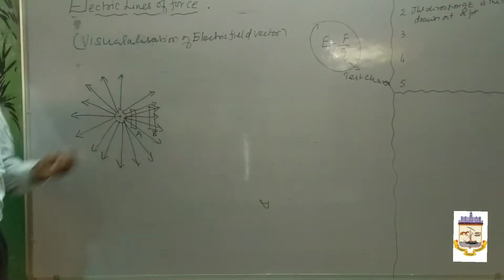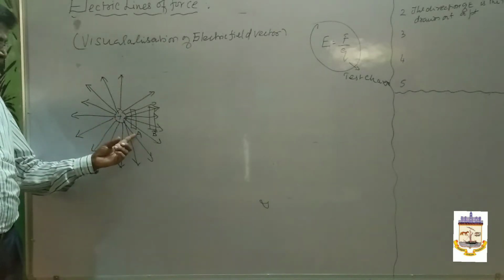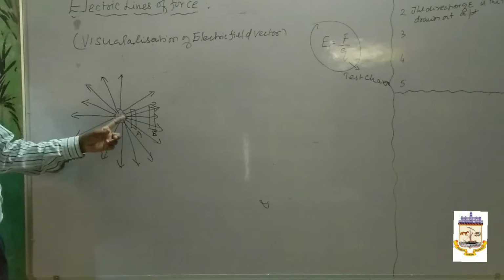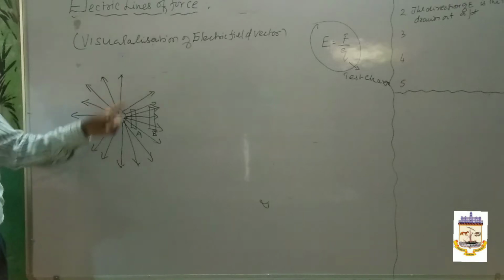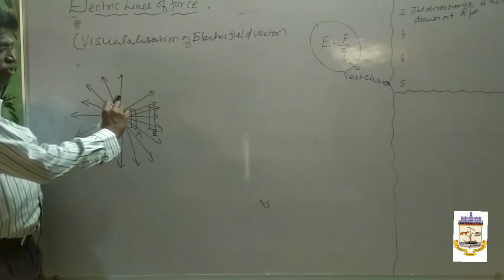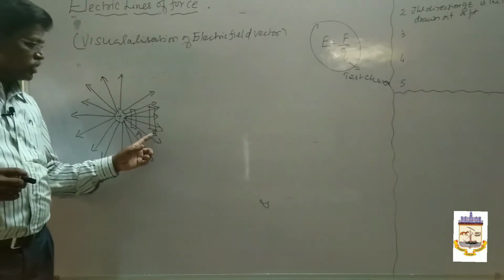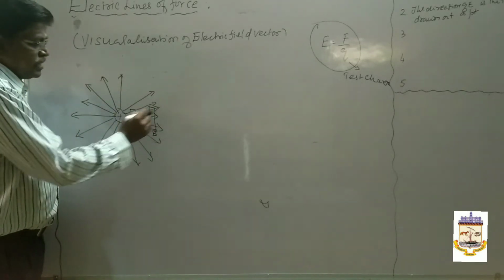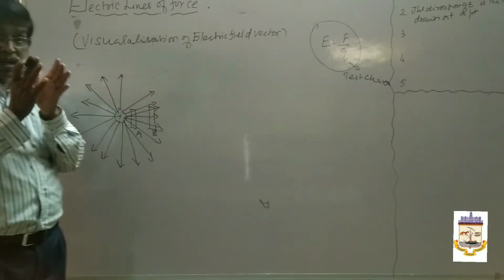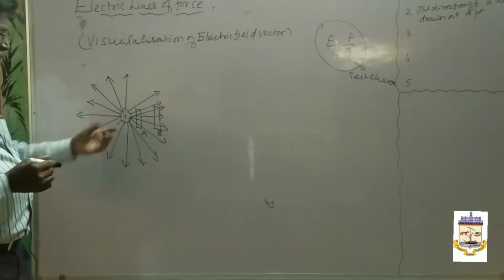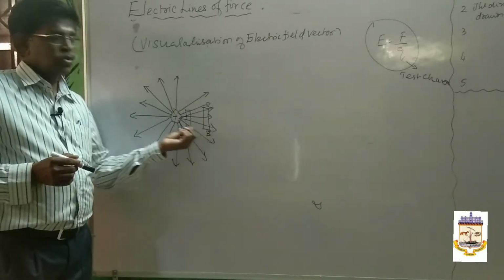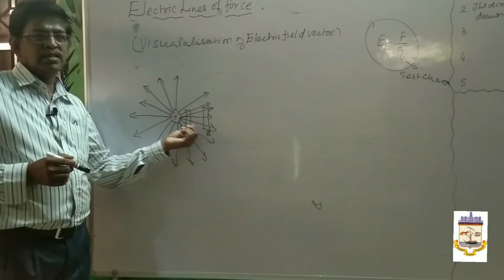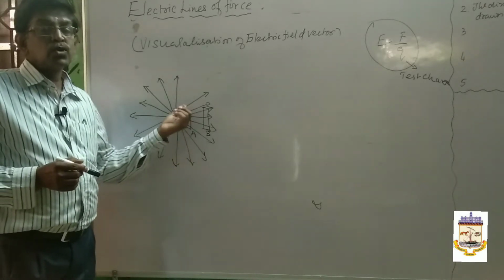Two rectangular sheets are placed, the rectangular surfaces. Now if I see this rectangular surface, more lines are passing. Say 1, 2, 3, 4, 5. Five lines are passing, or otherwise I can say the lines are crowded. But what about the surface B? Only 3 lines are passing. That means the lines are separated. So here I can say electric field is more, here electric field is less. So as you move away from the positive charge, the electric field E keeps decreasing.